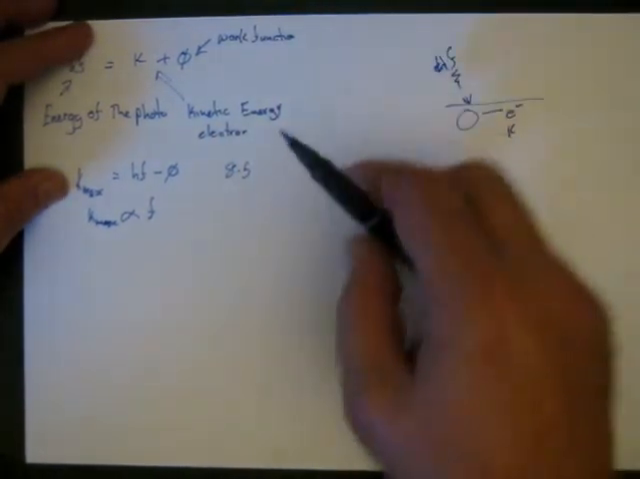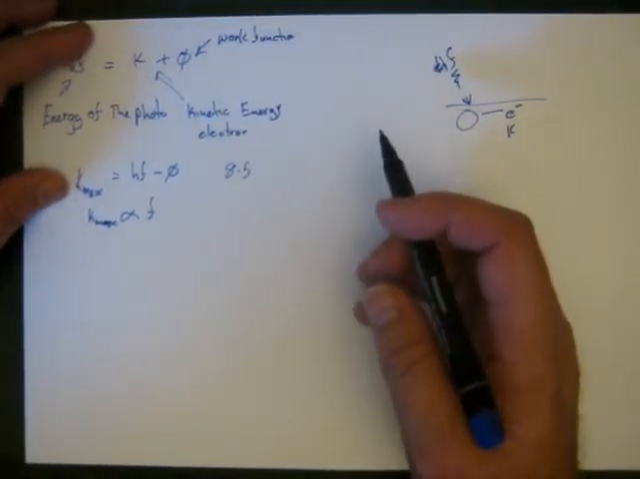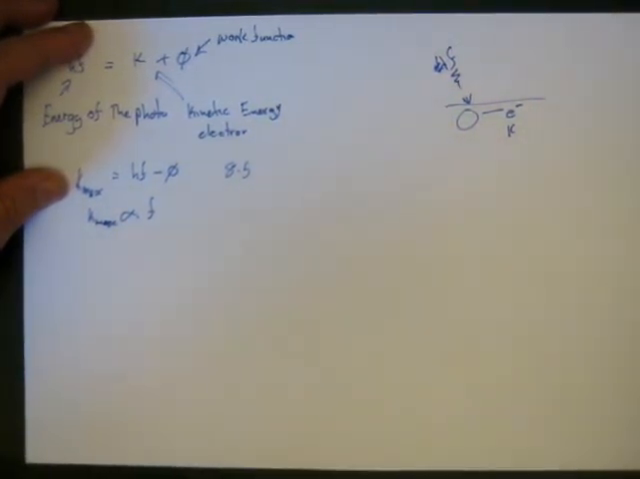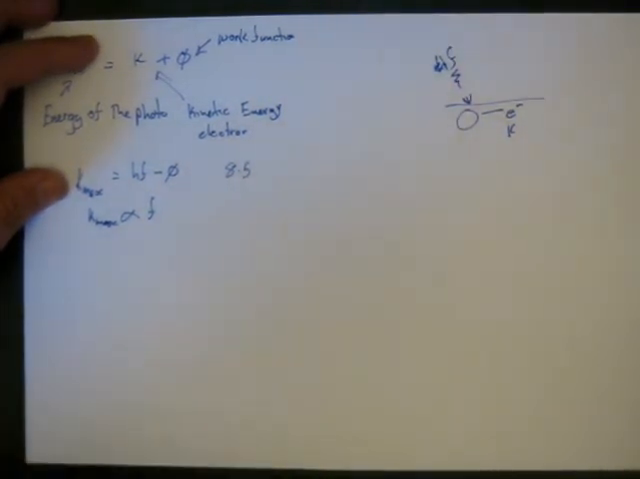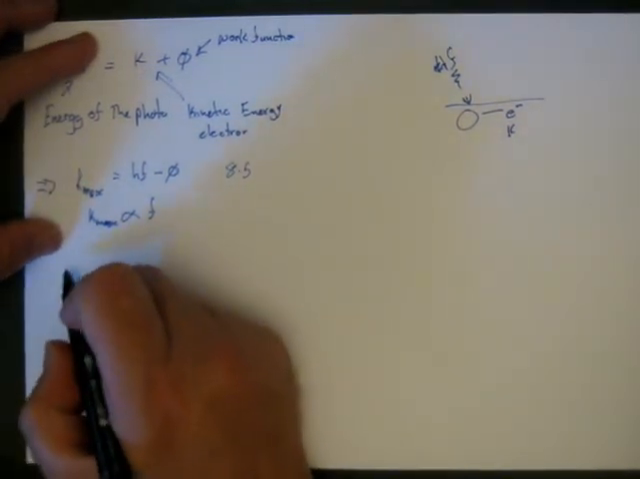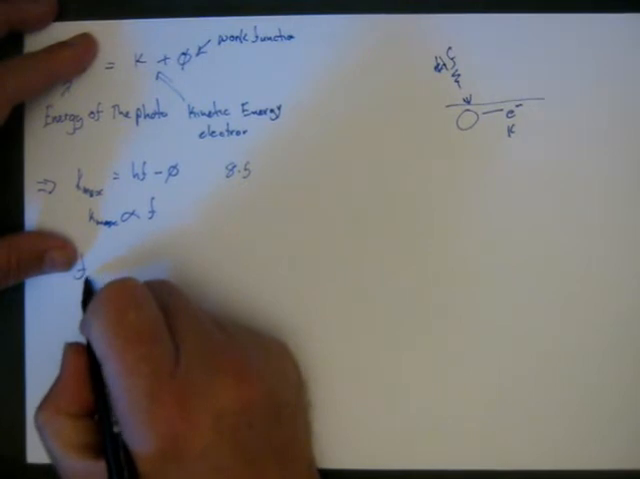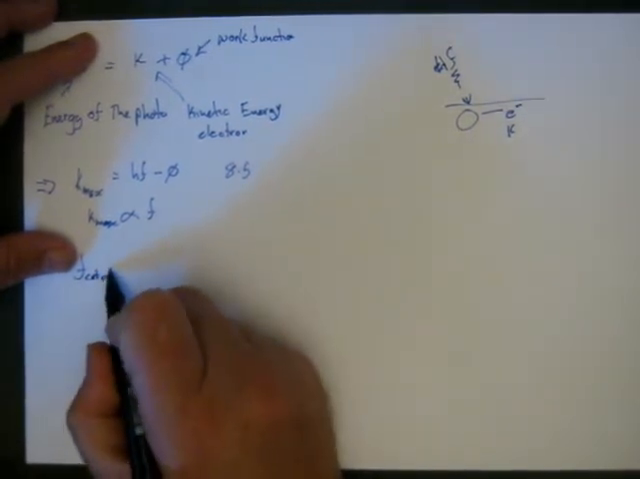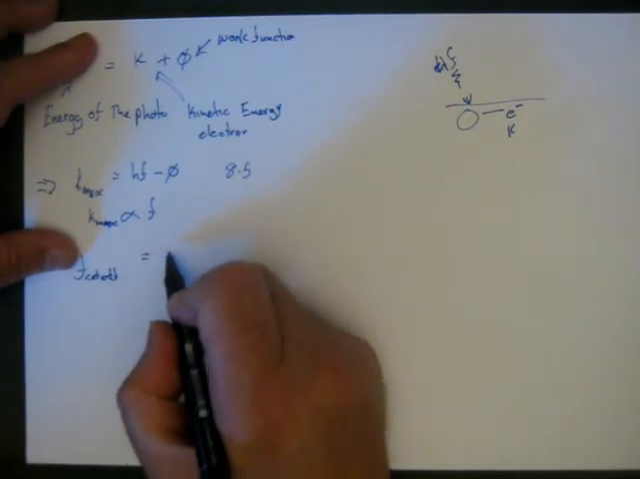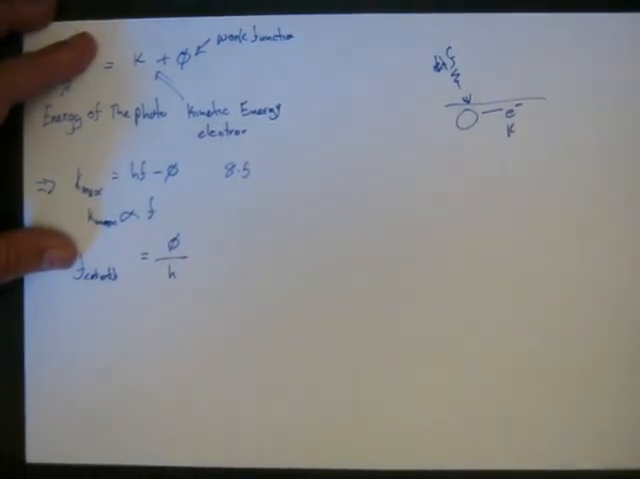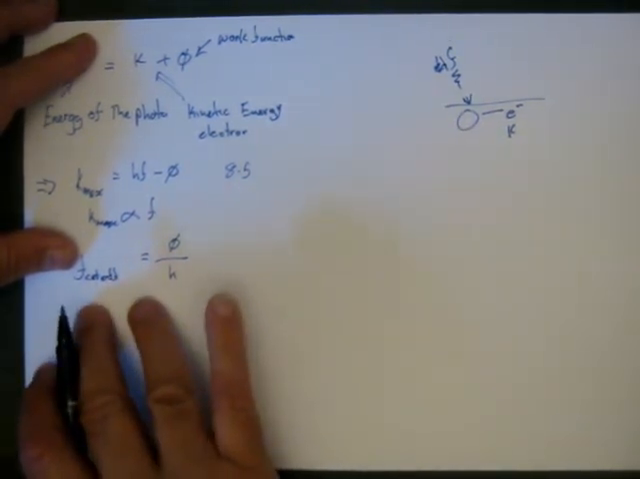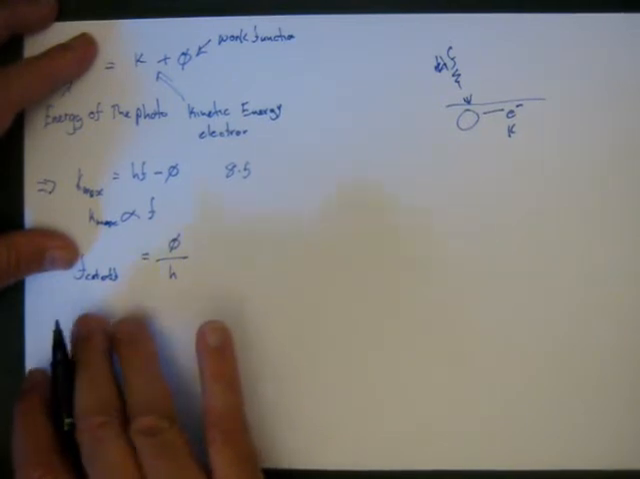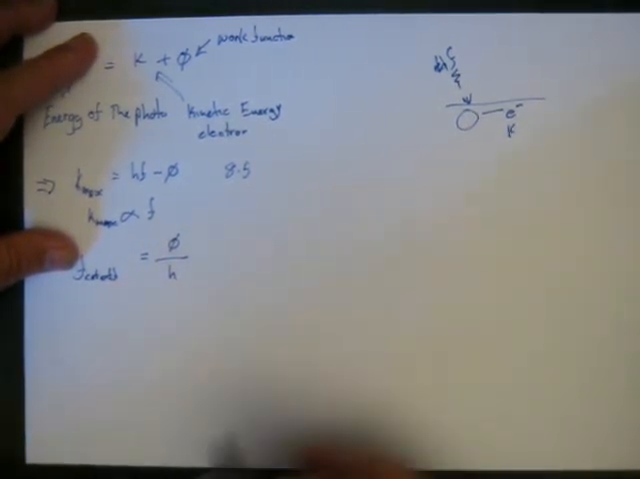Isn't that cool? And the way that we work out the work function is we set it up and ramp up the frequency. We call this the cutoff frequency. The lowest frequency that will emit electrons is going to be the work function divided by Planck's constant. And that tells us that light below that frequency will do nothing.